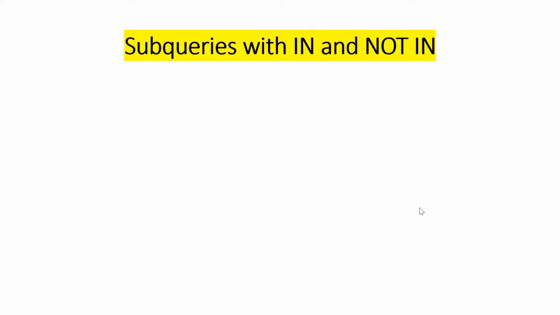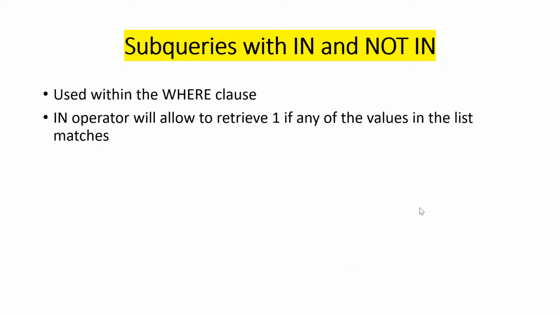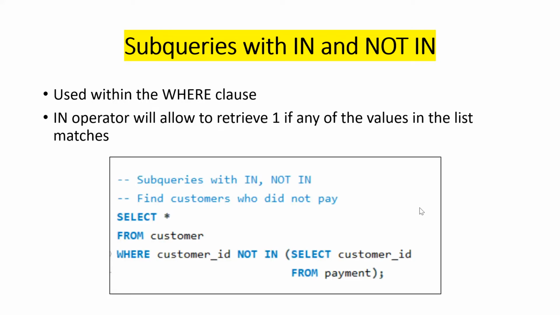The next type is subqueries with in and not in. It is also used within the where clause, and the in operator will return one if any of the values in the list matches. In this example, we have the customers who did not pay. We select all the customer IDs from the payment table, so all the customers that have paid, and we check: if the customer ID is not in this list, it means that they did not pay. If all the customers have paid, this will return an empty list, and we will see that in the hands-on.